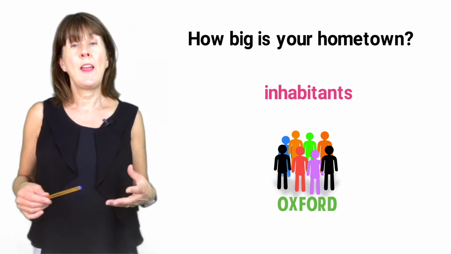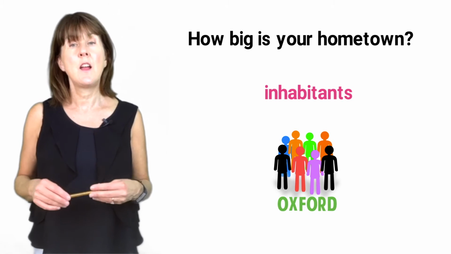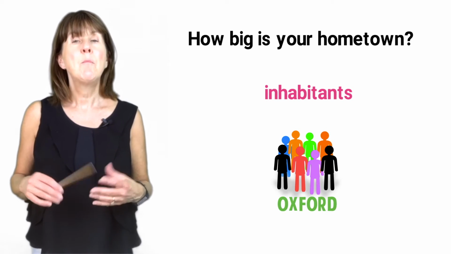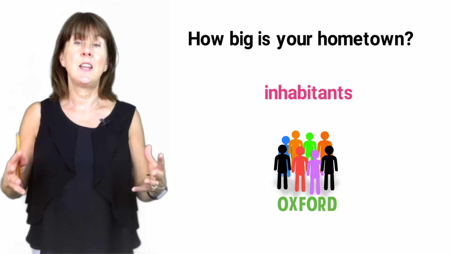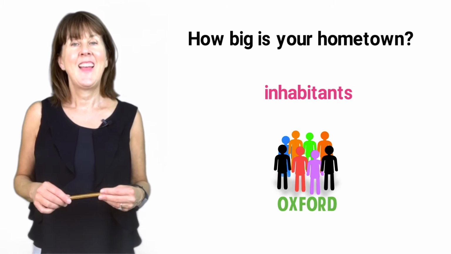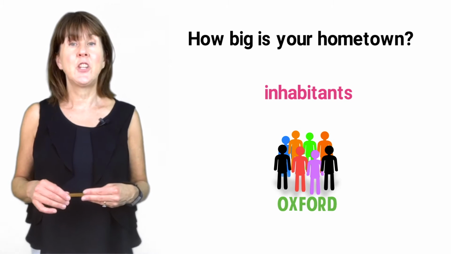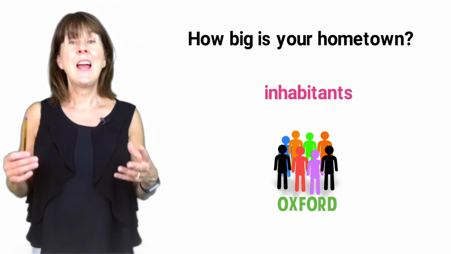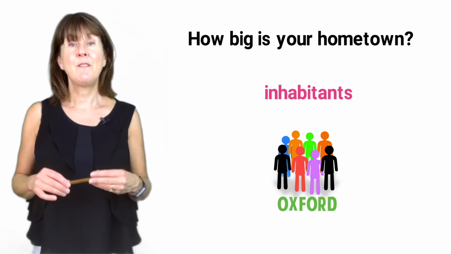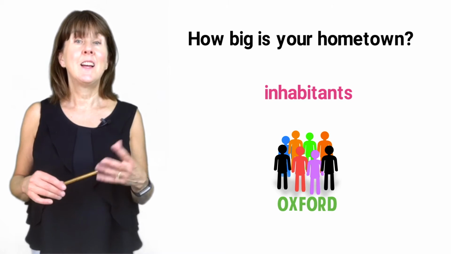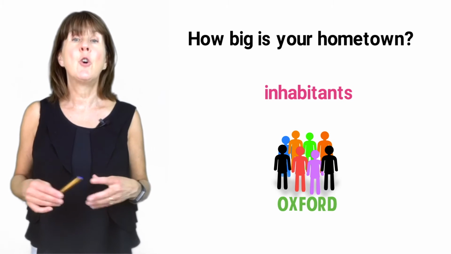This is another way of saying that the population of Oxford is 150,000 people. Population is the most common way to measure the size of a city. How big is your hometown? What is its population? How many inhabitants does it have? Pause the video and make a sentence about the population, the size of your hometown.